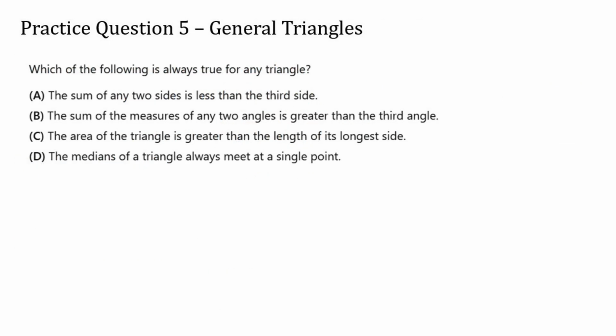Practice question 5. Which of the following is always true for any triangle? The sum of any two sides is less than the third side. The sum of the measures of any two angles is greater than the third angle. The area of a triangle is greater than the length of its longest side. Or the medians of a triangle always meet at a single point.